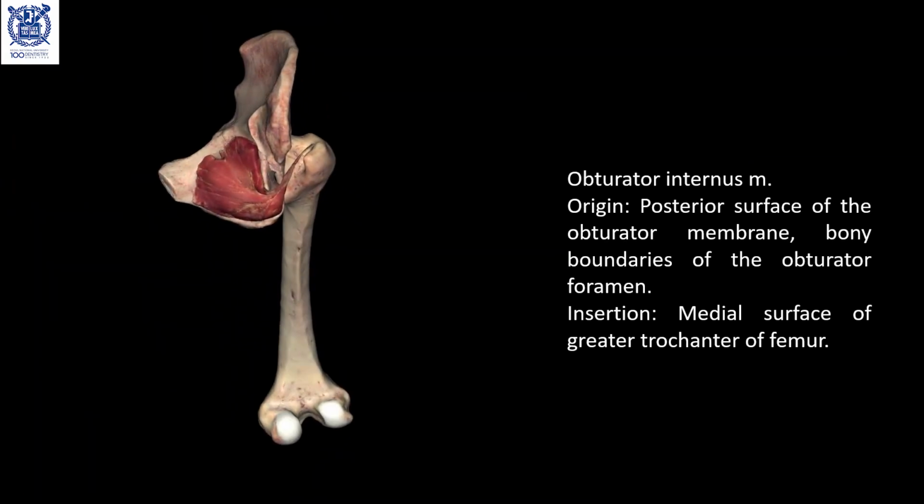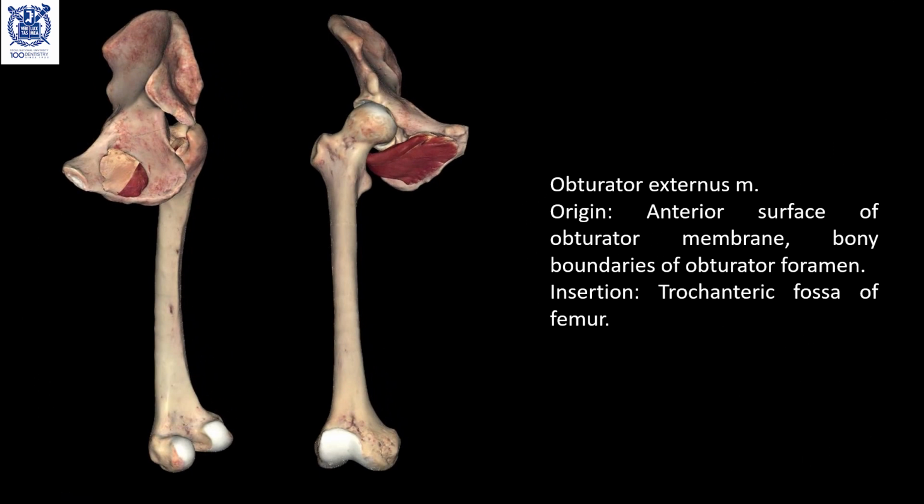Obturator internus muscle origin: posterior surface of the obturator membrane, bony boundaries of the obturator foramen. Insertion: medial surface of greater trochanter of femur. Obturator externus muscle origin: anterior surface of obturator membrane, bony boundaries of obturator foramen. Insertion: trochanteric fossa of femur.